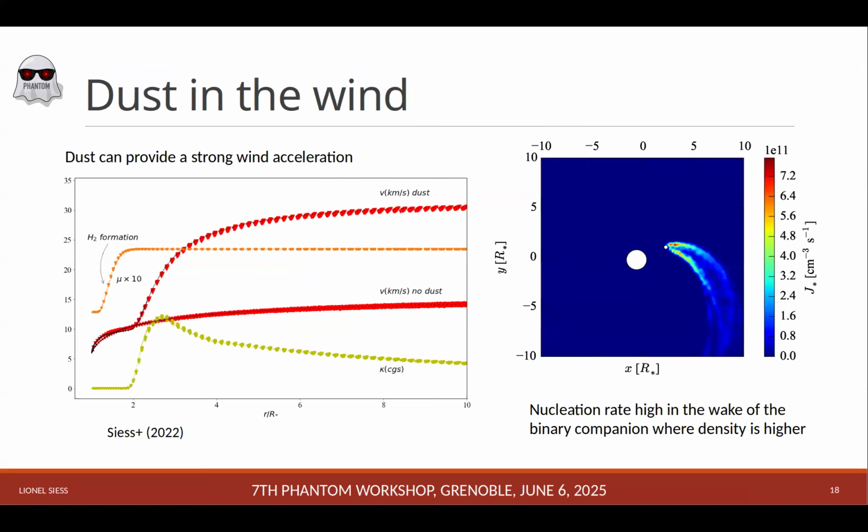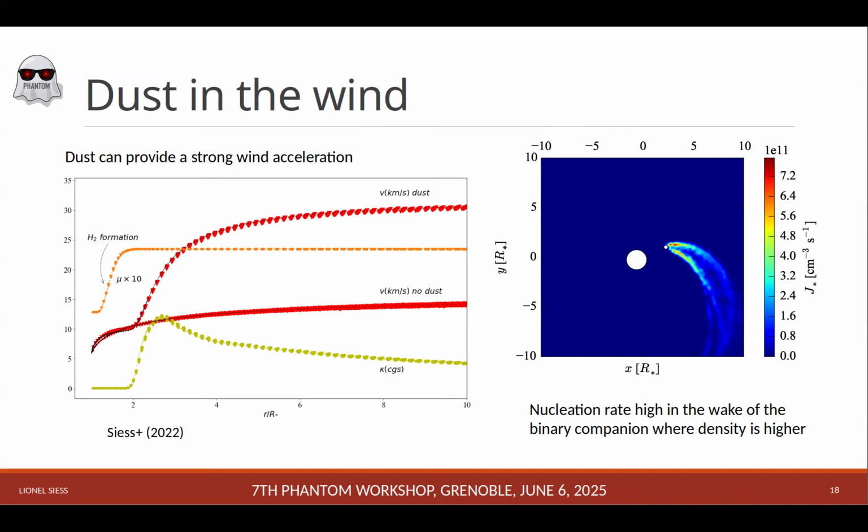So that was implemented in Phantom, and you can see the impact of dust. So this is the wind profile. So these are various quantities as a function of radius. So this is the wind profile without dust. And when you include dust, as you go away from the AGB, of course, the temperature drops. And eventually, if you drop below the condensation temperature, you start nucleating, forming dust, and you see the boost in the velocity. That's a very efficient way of accelerating. That's how it's accelerated in AGB stars.